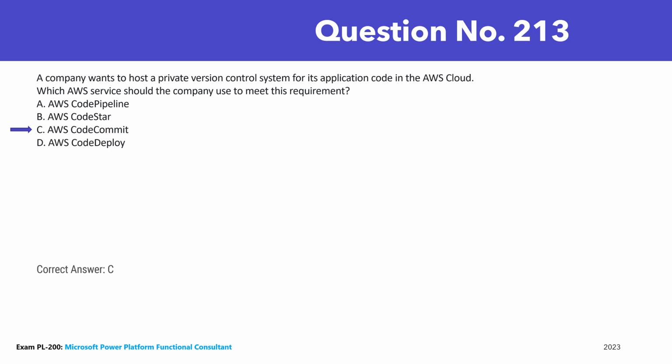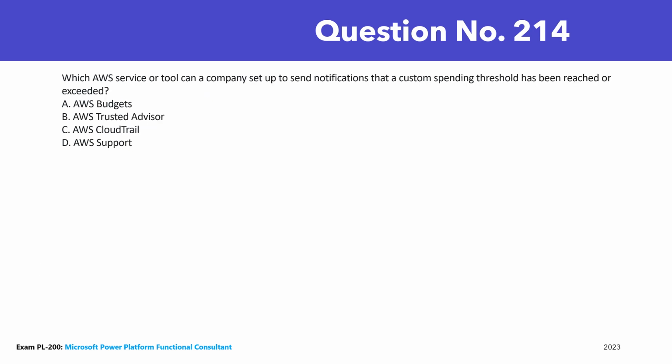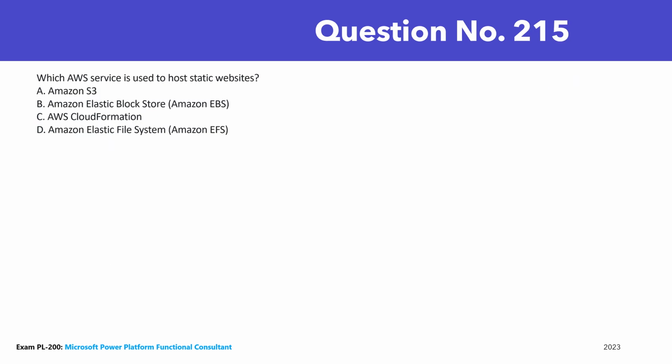Which AWS service or tool can a company set up to send notifications that a custom spending threshold has been reached or exceeded? A. AWS Budgets. B. AWS Trusted Advisor. C. AWS CloudTrail. D. AWS Support. Correct answer, A.